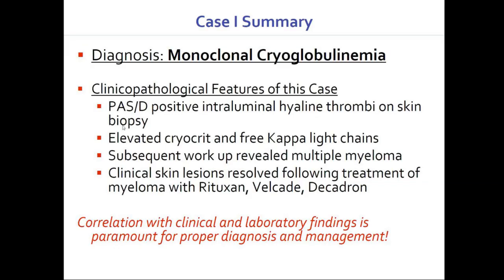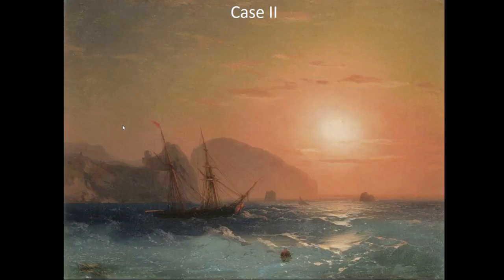And just to wrap up case 1, a case of monoclonal cryoglobulinemia. Indeed, the patient had subsequent workup that revealed multiple myeloma, and following treatment of her myeloma with Rituxan, Velcade, and Decadron, all clinical skin lesions resolved. Let's take a look at another case of thrombotic vasculopathy. This artwork is by Ivan Ivazovsky.